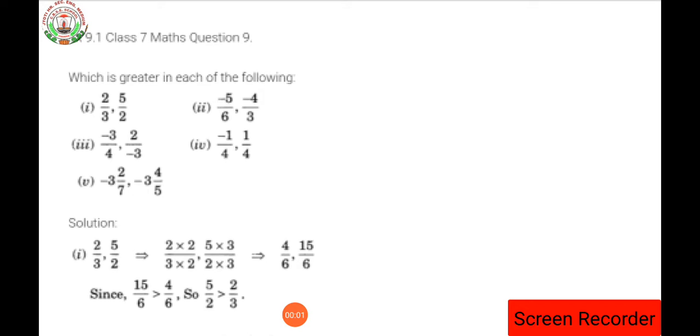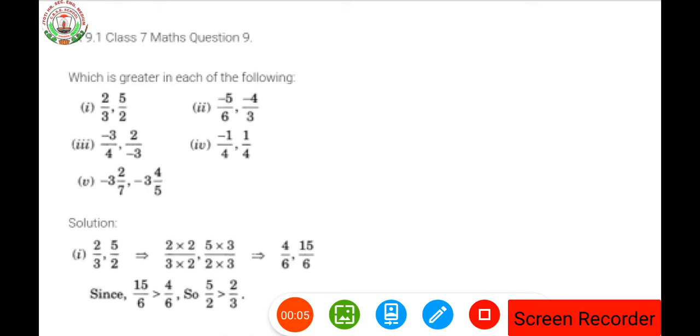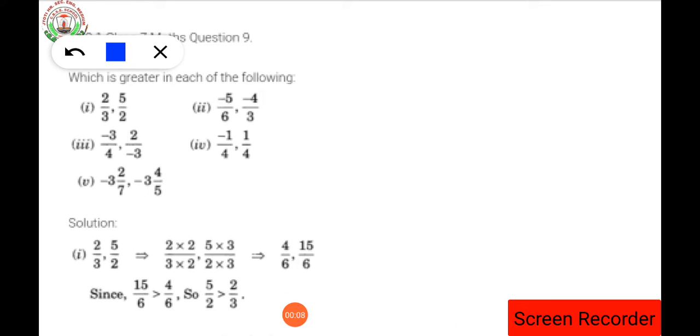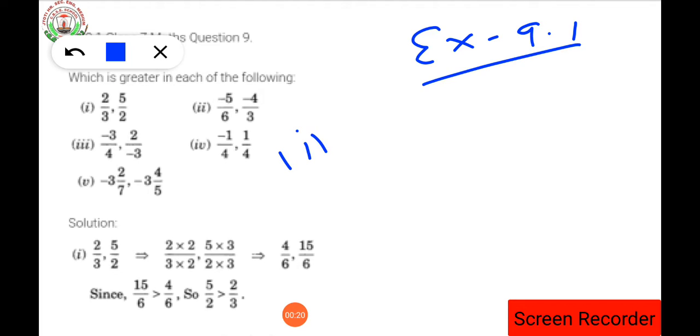Now we will see question number 9 from exercise 9.1 as a revision. In the previous video I had done the revision up to the 8th question from exercise 9.1, isn't it? So here question number 9 asks which one is a greater number. The first question is which is the greater in each of the following.